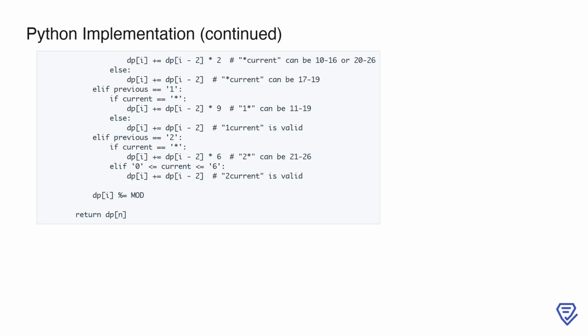Now, if previous is specifically 1, we analyze its combinations. With an asterisk, it represents 11 through 19, which contributes dp[i-2] multiplied by 9. If current is a specific digit, 1-current remains valid, so we add dp[i-2] to dp[i].